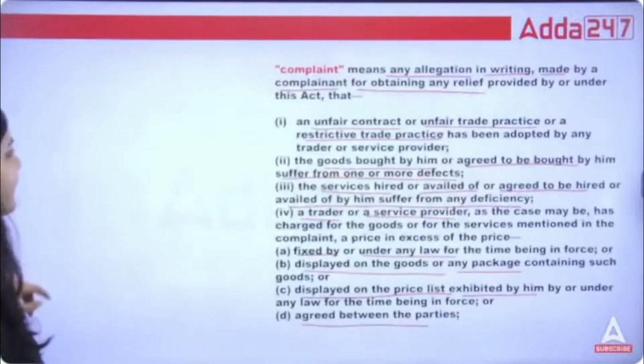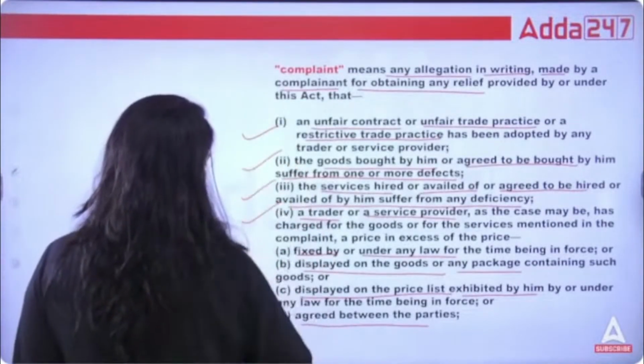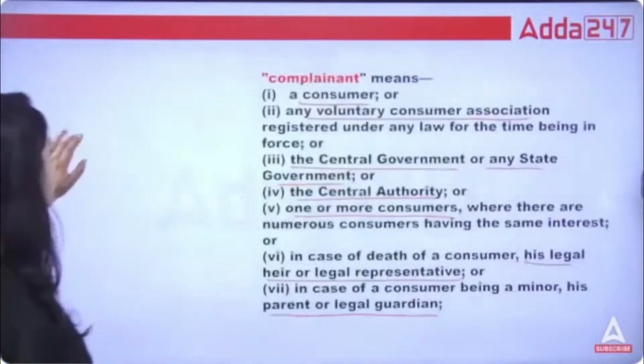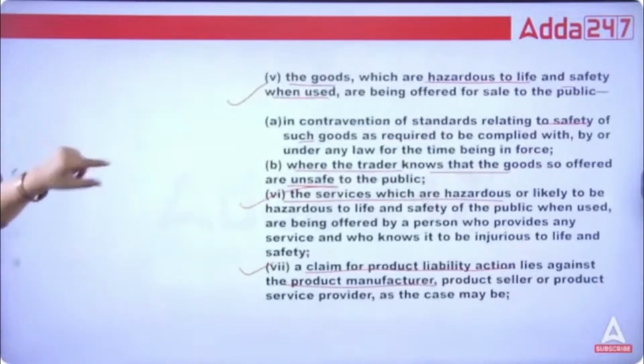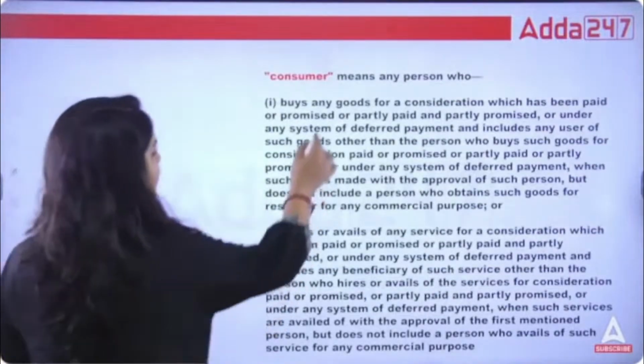See, first, second, third, fourth, fifth, sixth, seventh. So 7 points are there, class. Let's talk about the complaint. So this is important, guys. Done? Next, what is consumer?